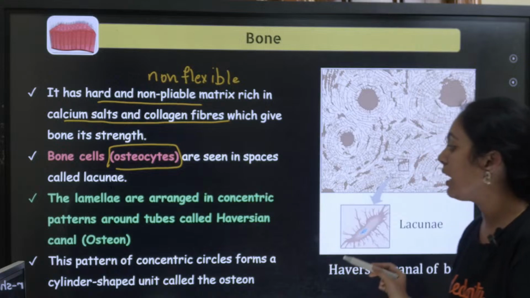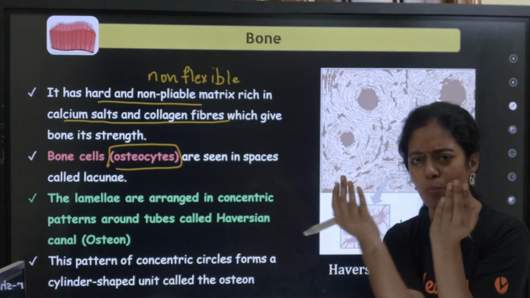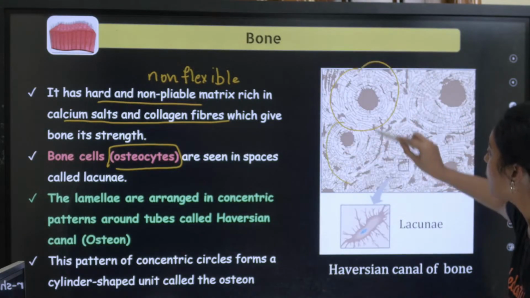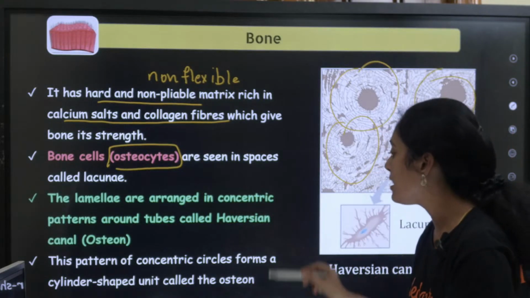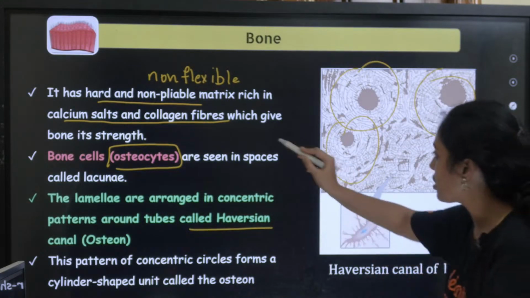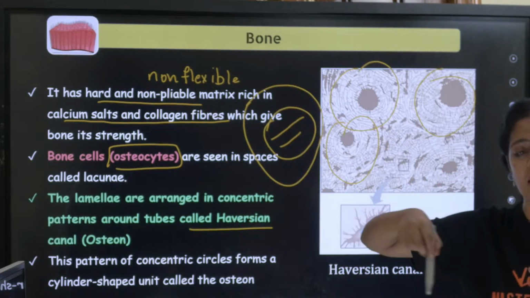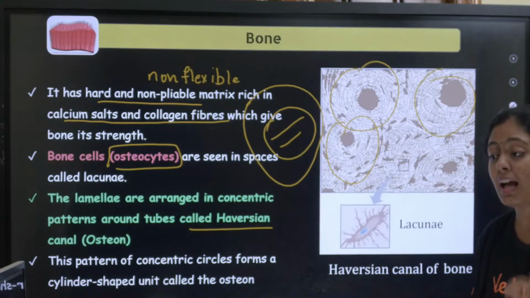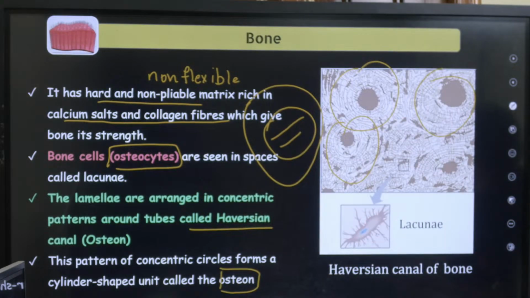Okay, the lamellae are arranged in spaces called lacunae. Also, these bone cells are not very close together, they are here and there. Okay, and this entire space is called lacunae. The lamellae are arranged in concentric patterns around the tube called the Haversian canal. There will be a tube-like structure, and surrounding the tube-like structure in a concentric circle, what does concentric mean? They have the same center. They will all be arranged in a concentric circle form and they are going to form a unit called osteon. So what is the smallest unit of your bone? Osteon.